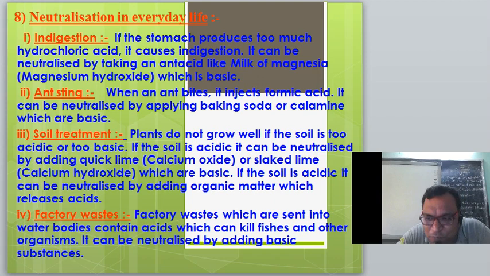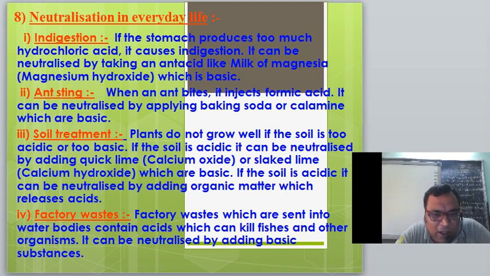Second is the ant sting. You know that when a red ant bites, it makes a very painful feeling and sensation on the skin. And what is the chemical in the ant bite? It is formic acid. And if it is acid, then how does it neutralize? You have to react it with a base. And you know, in our house, baking soda and calamine are available, and they are basic in nature. So when we rub it, we give the formic acid the environment to form a salt.